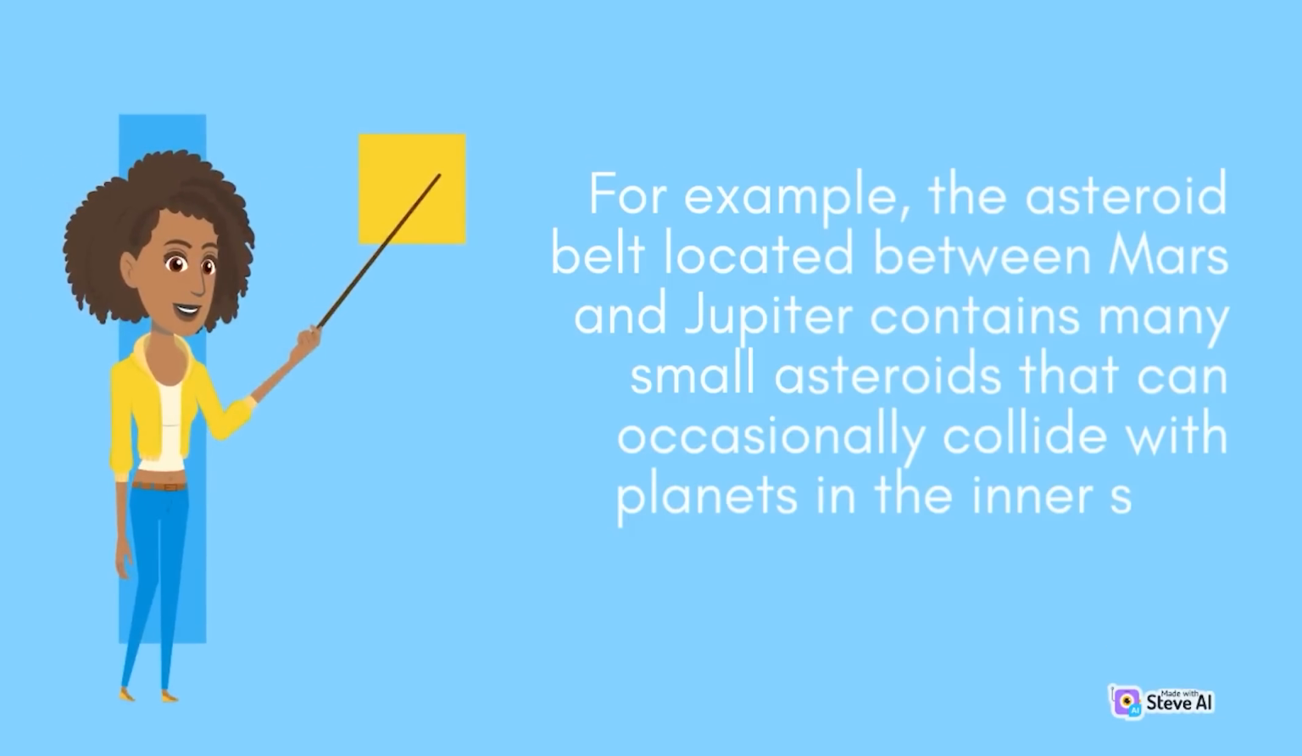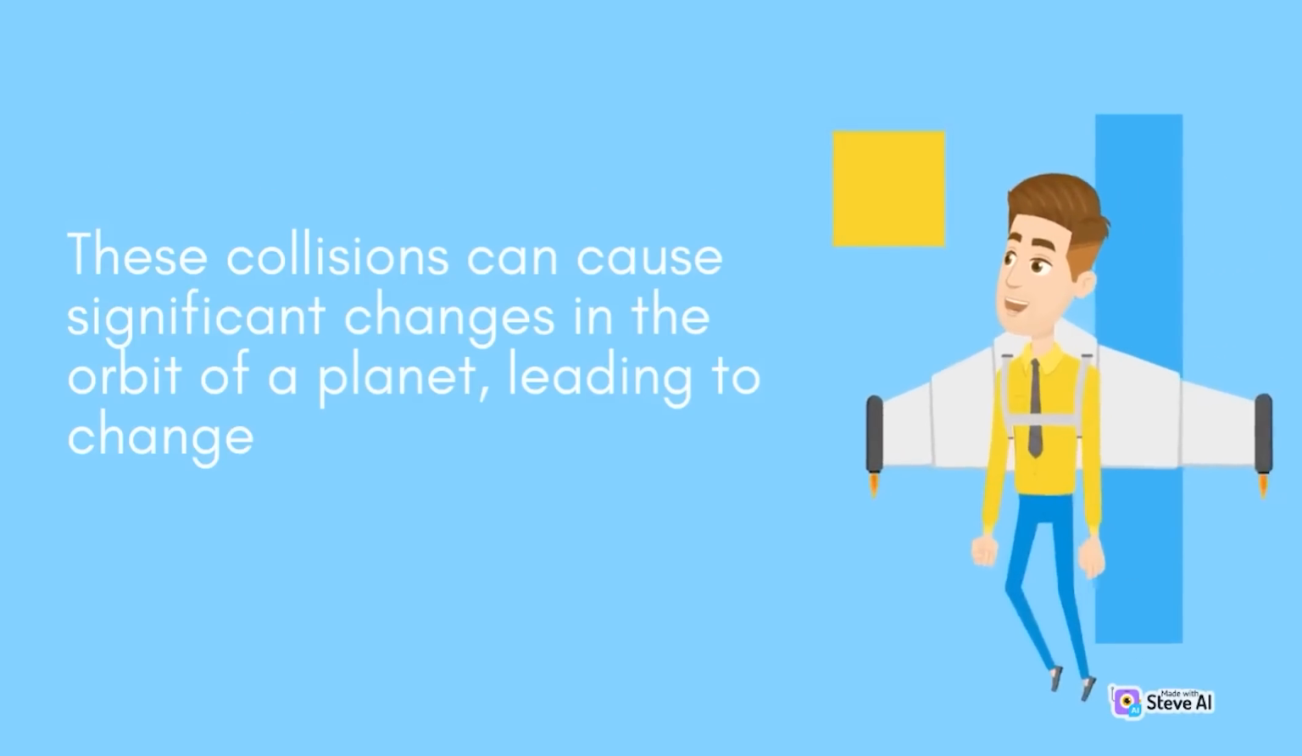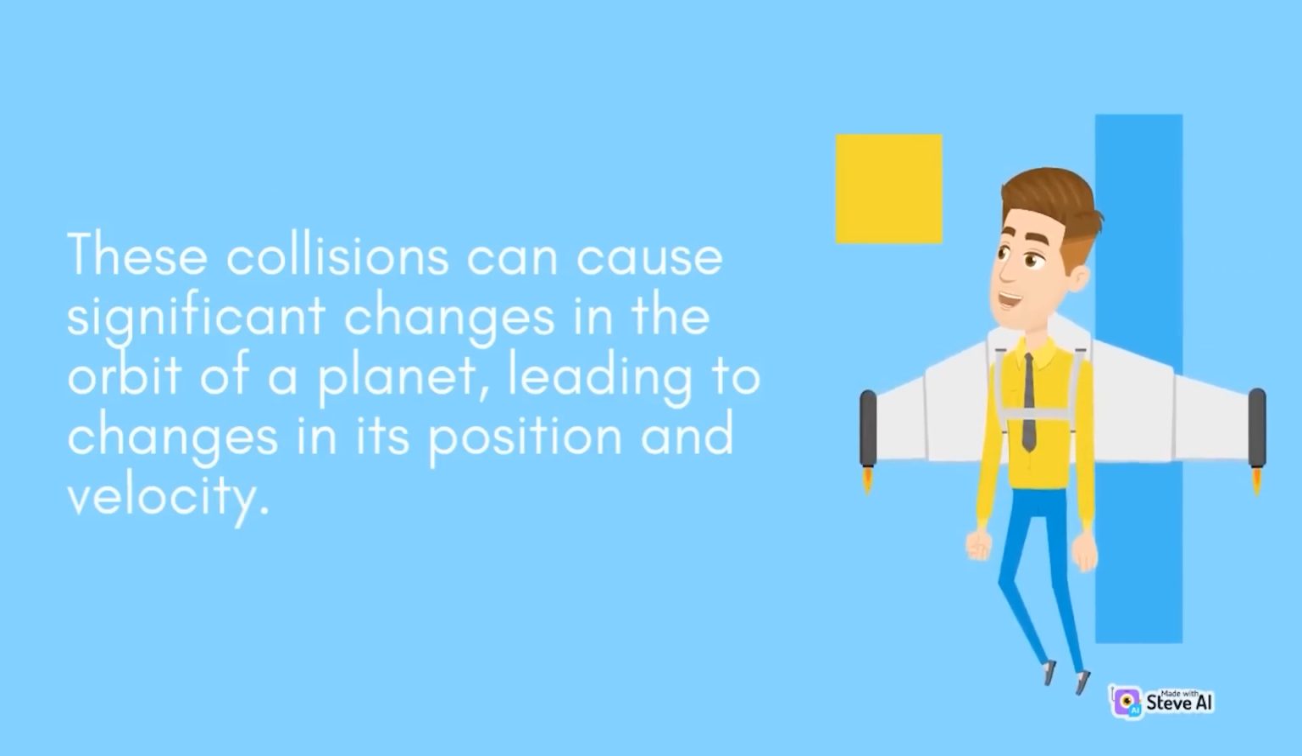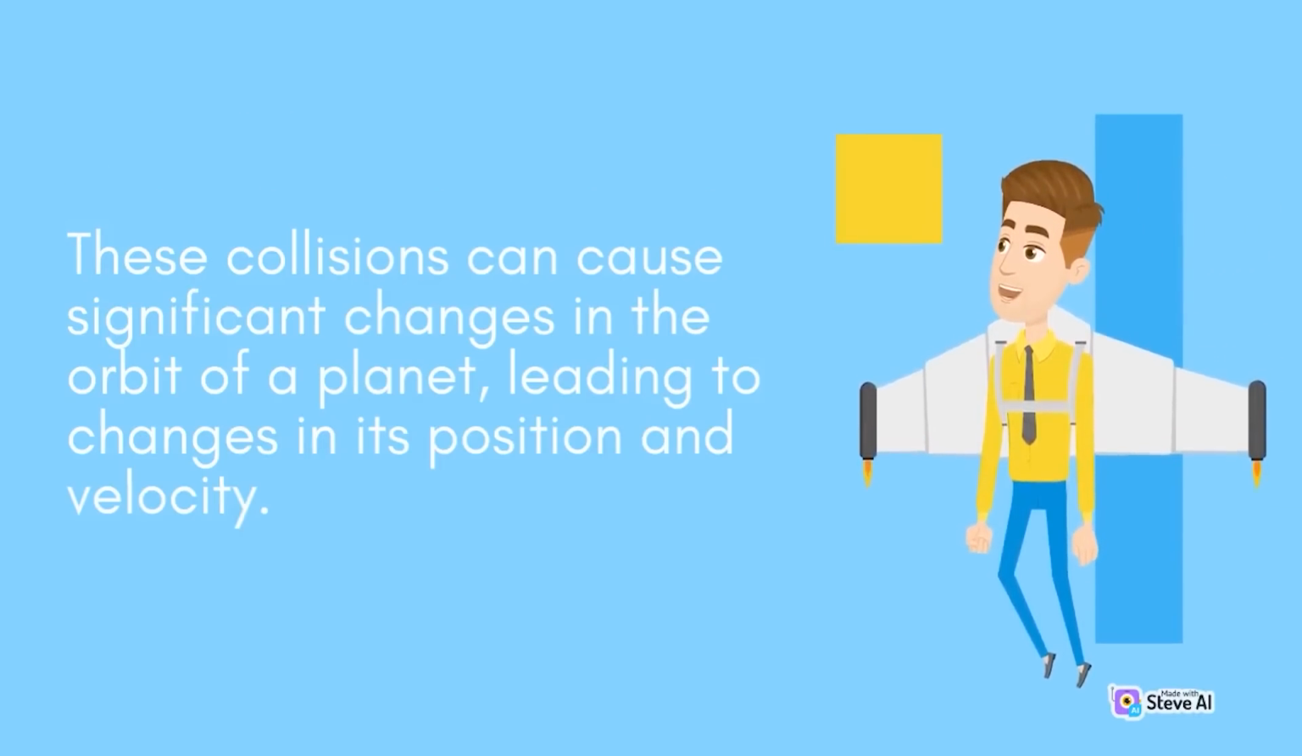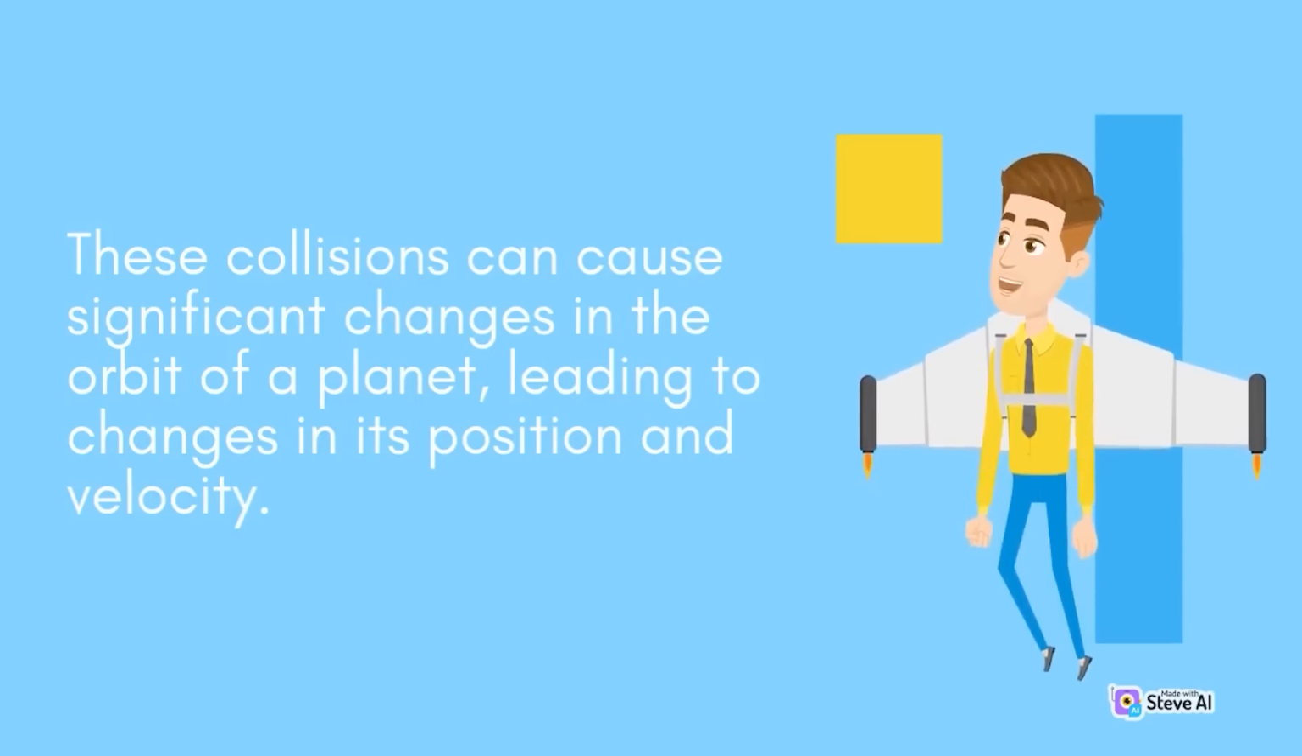For example, the asteroid belt located between Mars and Jupiter contains many small asteroids that can occasionally collide with planets in the inner solar system. These collisions can cause significant changes in the orbit of a planet, leading to changes in its position and velocity.